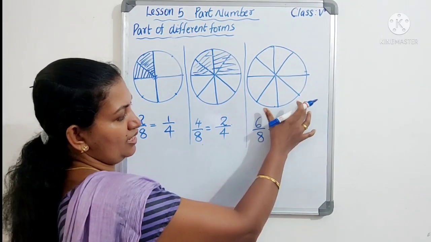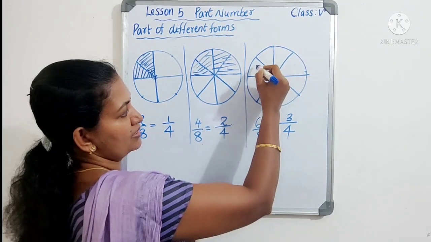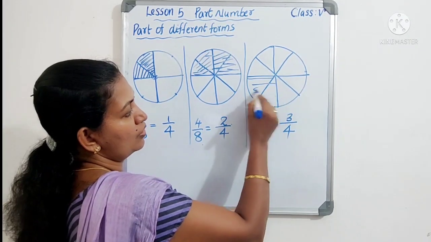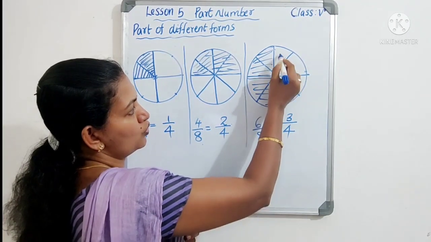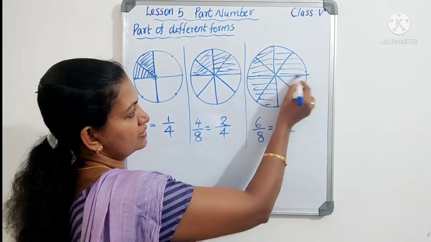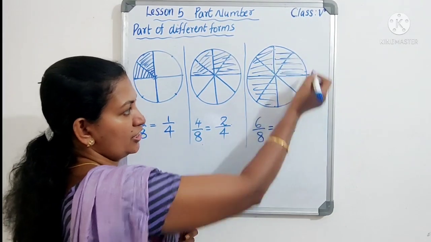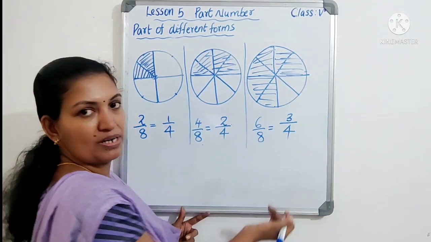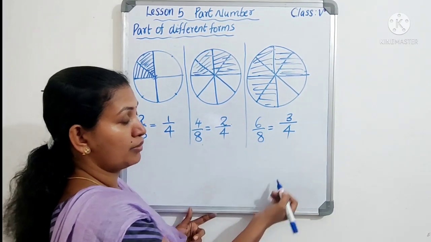Here is one circle divided into 8 equal parts. Then I am going to shade 6 equal parts. 2, 4, 6. This circle has 8 equal parts, and 6 parts are shaded. The remaining 2 parts are unshaded. We can say 6 by 8 is equal to 3 by 4.